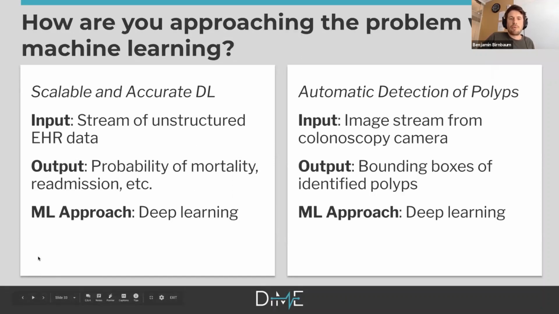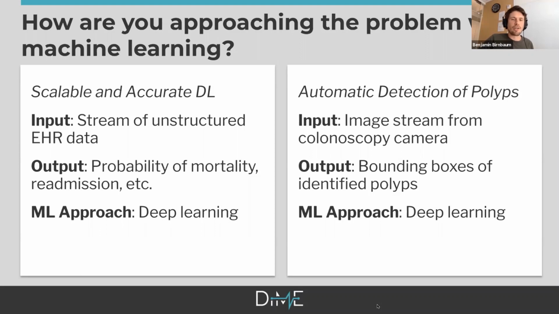So the second question that we recommend asking is simply, how are you approaching the problem with machine learning? First, what is the input to the algorithm? For the first study, the one on EHR data, the input was simply a stream of unstructured electronic health record data. For the second study, the input was an image stream from a colonoscopy camera. Second, what is the output? For the first study, the output was a probability of mortality or readmission or one of the other outcomes. And for the second study, the output was actually bounding boxes of the identified polyps.